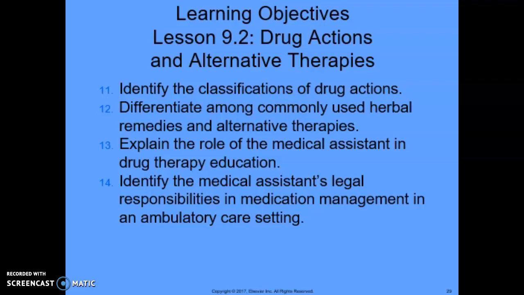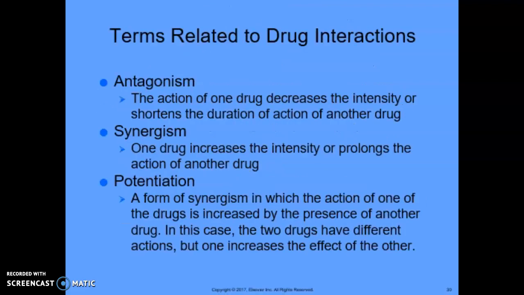So the learning objectives: identify the classifications of drug actions, differentiate among commonly used herbal remedies and alternative therapies, explain the role of the medical assistant in drug therapy education, and identify the medical assistant's legal responsibilities in medication management in the ambulatory care setting.